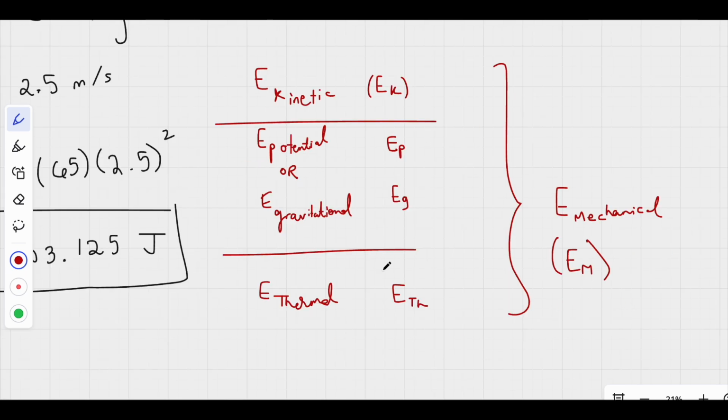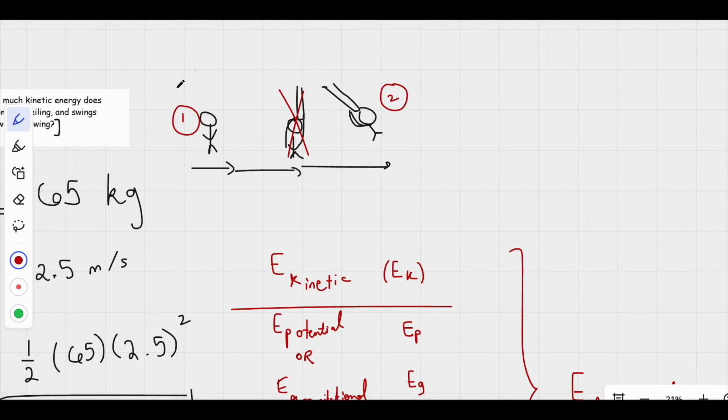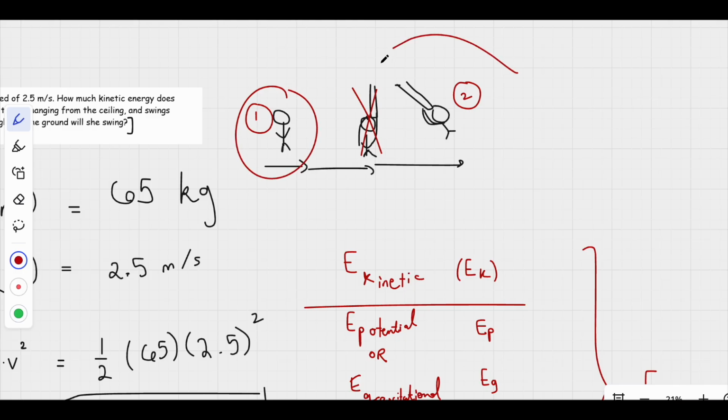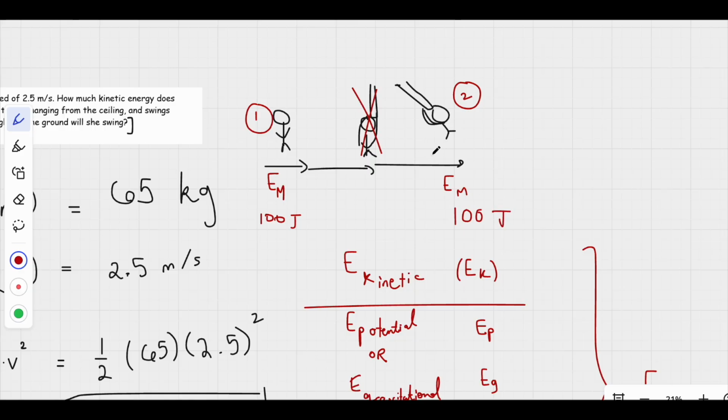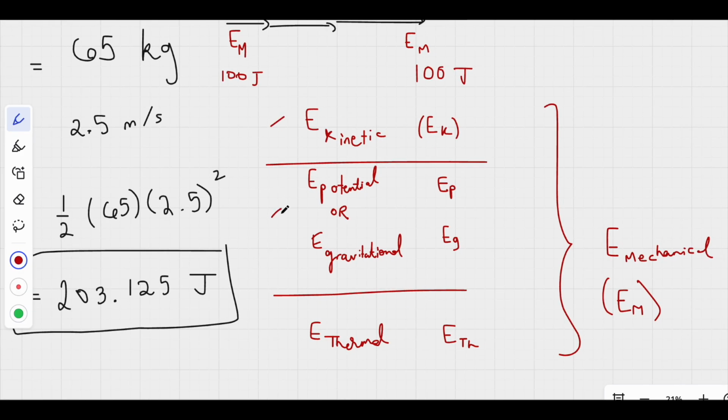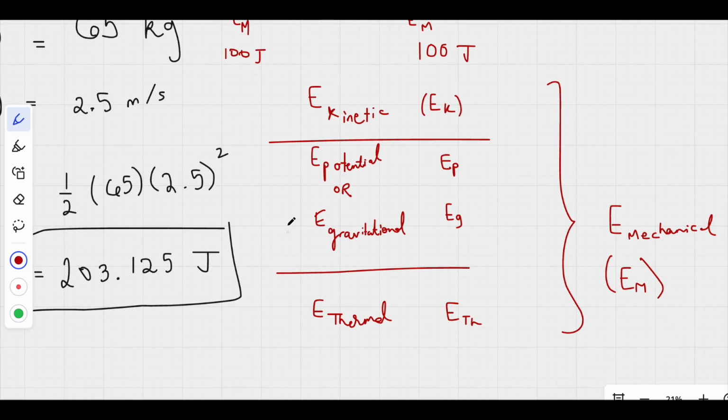Now, conservation of energy says that at any 2 points in an item's motion, so we selected points 1 and 2 here, the total mechanical energy will be constant. So let's just say we have 100 joules of energy here. You will also have 100 joules of energy at the end of her journey. You just don't know how it's split between the 3 types of energies. You might have more or less of one of these energies. So you could have 50 joules here, 10 joules here, and 40 joules here in the beginning.